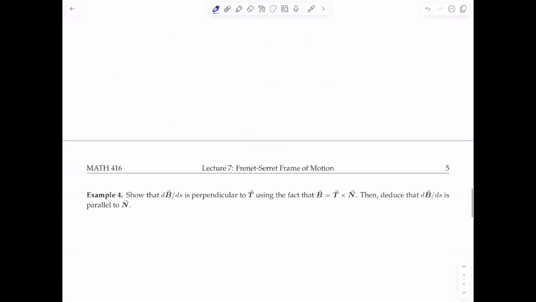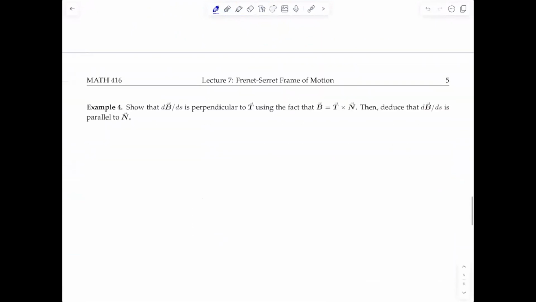Now let's move on to the next example. What we want to do in this example is that we first want to show that dB/ds is perpendicular to the unit tangent vector using the fact that B is equal to T cross N, right? Then we're going to deduce that dB/ds is parallel to N.